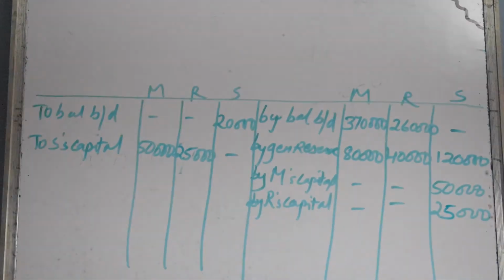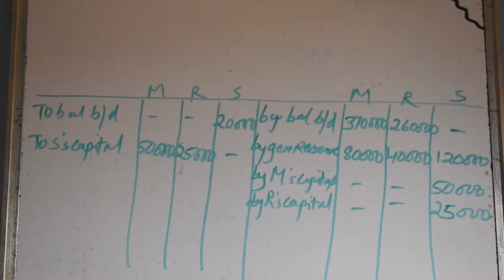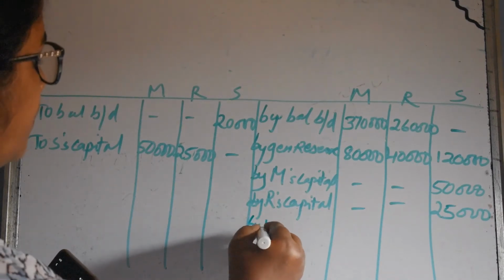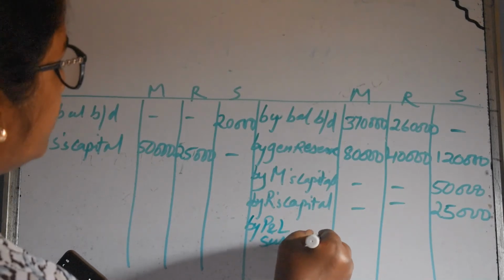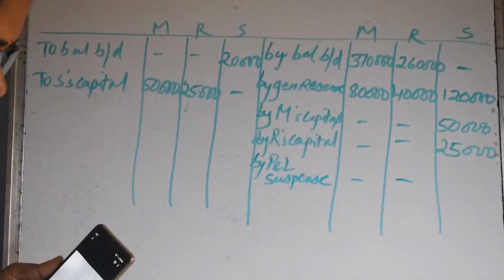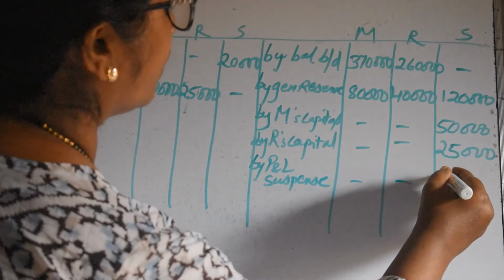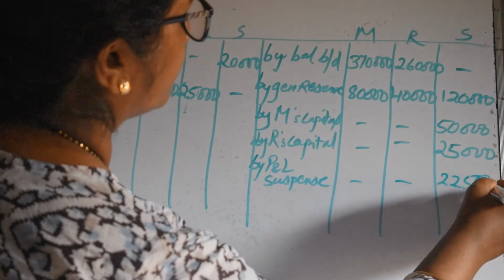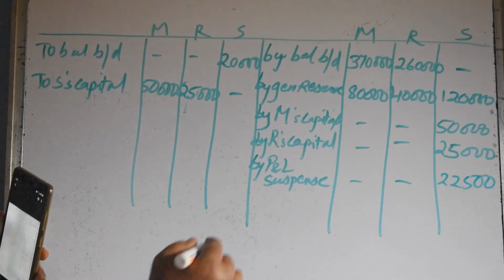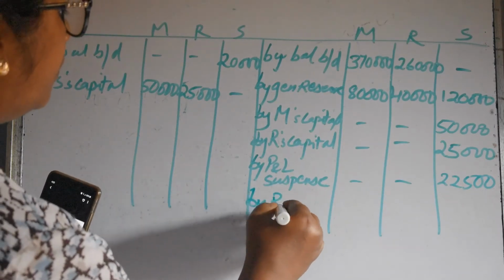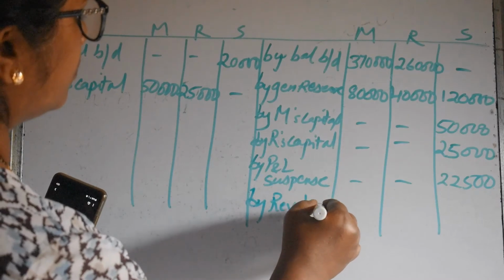And 25,000. Then we have calculated the loss share of the retiring partner. So you have to write it here as by profit and loss suspense account, and it will come in his column. Amount is 22,500. Then we have revaluation profit. That also we have to bring by revaluation account.